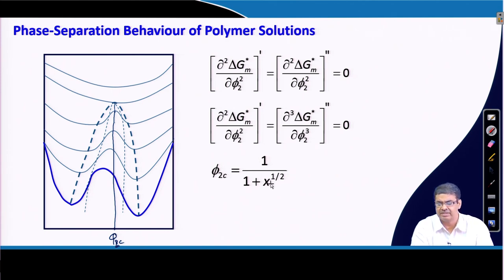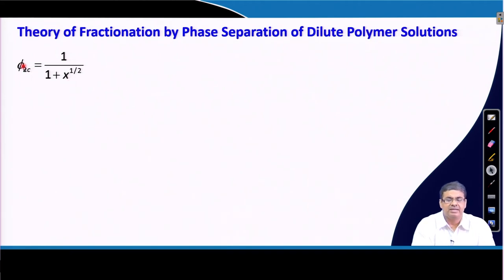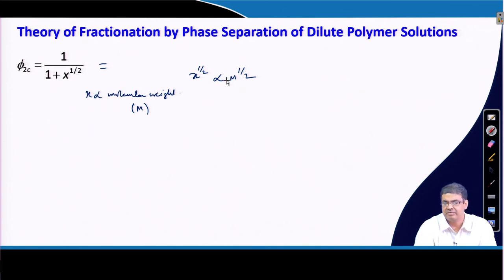X is the number of fragments in one polymer chain. Similarly, we can also get the critical value of the polymer solvent interaction parameter from this expression by solving these equations. Now we know that the critical volume fraction is considered here. Now X is the number of fragments, which is proportional to the molecular weight. So X is proportional to the molecular weight of the polymer. If I write M for molecular weight, then x to the power 1 by 2 would be proportional to M to the power 1 by 2, and if x is large, as the molecular weight is very high, then we can simply ignore this 1 and make this proportional to 1 over M to the power half.